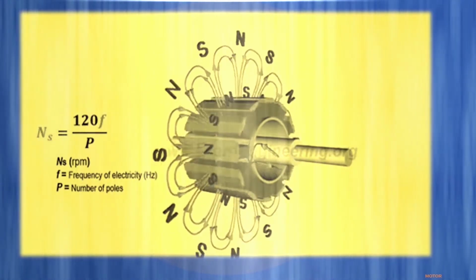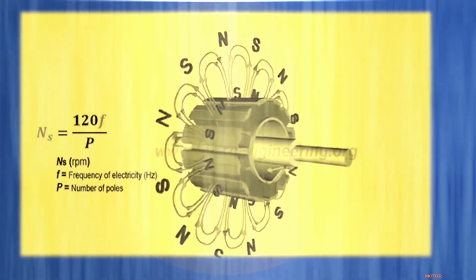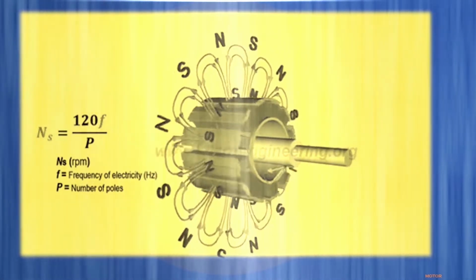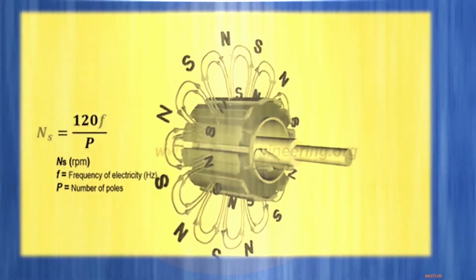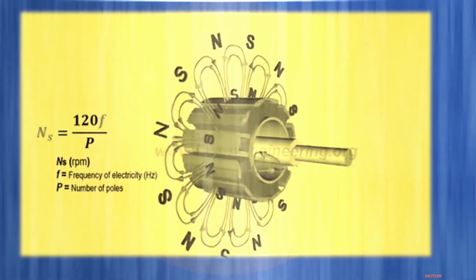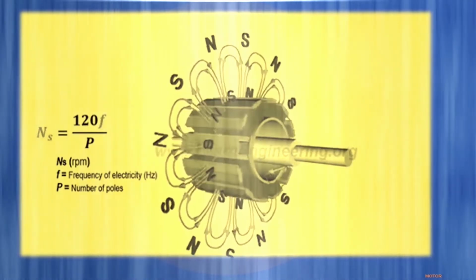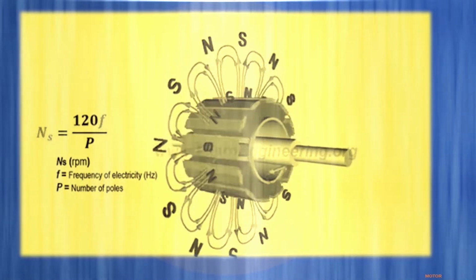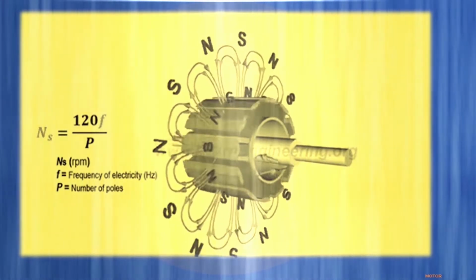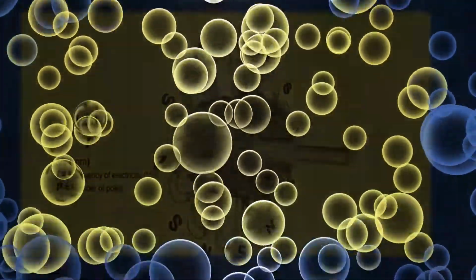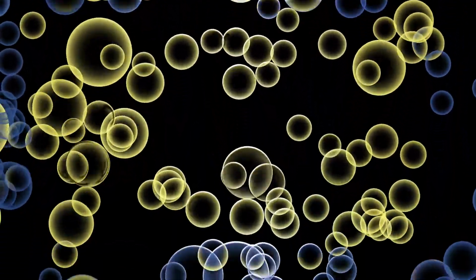To calculate the RPM of the motor, we use the following formula: Ns equals 120 F over P. Basically, Ns in this figure is the RPM, or number of turns, which we can calculate through this formula. F is the frequency of electricity, which is measured in hertz. The frequency is generally 50 hertz or 60 hertz. P is the number of poles which the motor has.